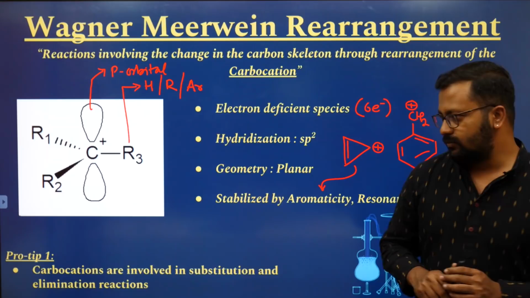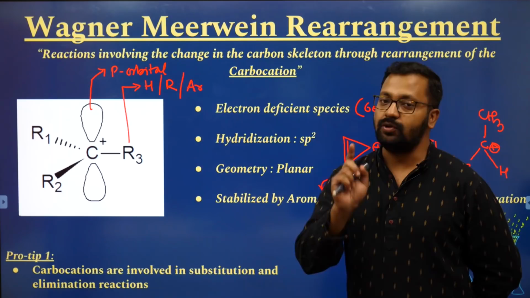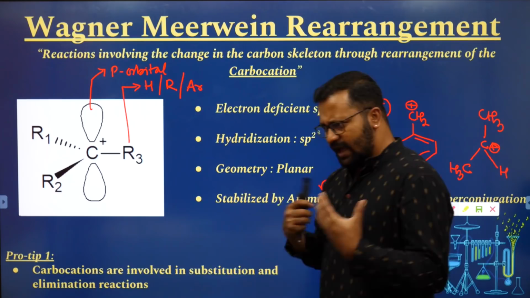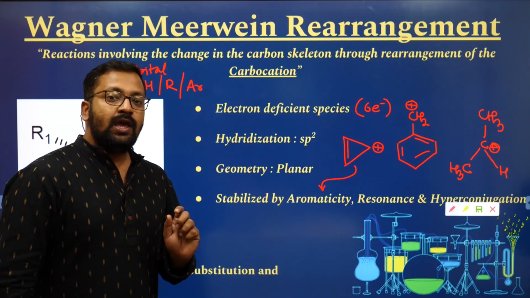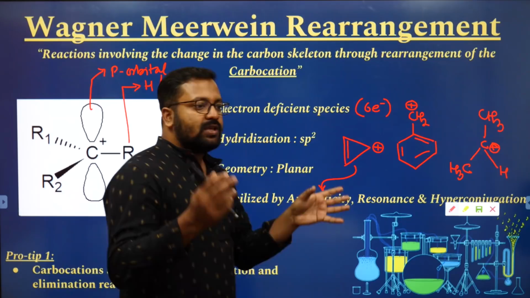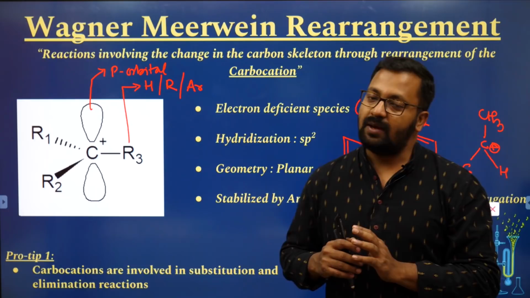Also, carbocations are involved in substitution and elimination reactions. Remember this. Later on we will study substitution and elimination reactions. When we study them, it will be imperative to invoke the idea that Wagner-Meerwein rearrangement will take place. Wherever a carbocation is formed in a substitution or elimination reaction, Wagner-Meerwein rearrangement will occur.